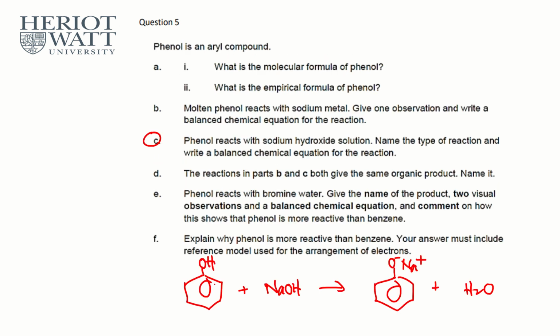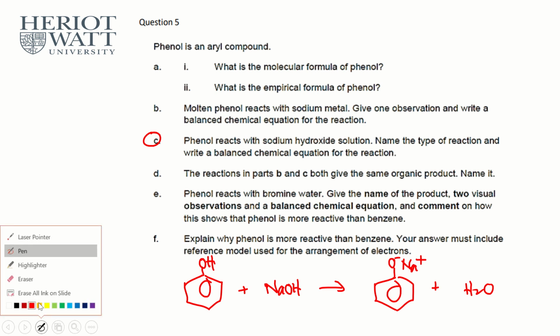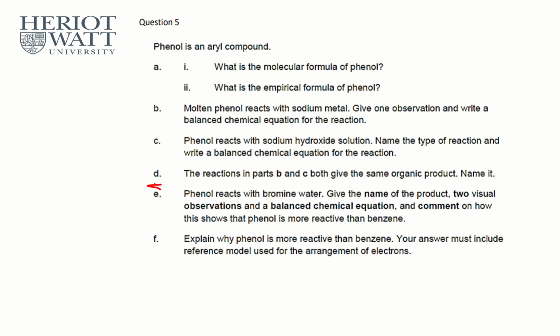Name the type of reaction: neutralization, and write a balanced equation, which we have done. That's for C. And for D, the reactions in part B and C both give the same organic compound. Name it. Sodium phenoxide. It's phenol, but now it has turned into O minus, that's why it's phenoxide, and you have a sodium attached to it, so sodium phenoxide.